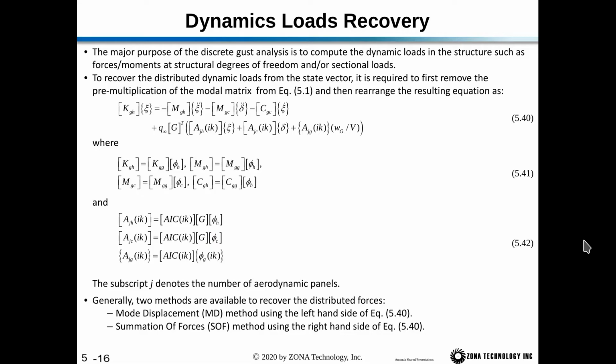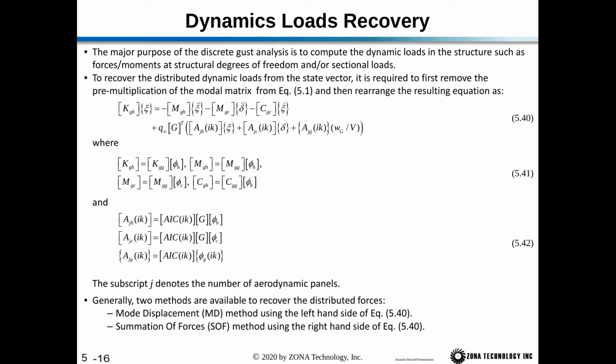So next we'll look at the dynamic loads recovery, because if you're doing a gust loads analysis, you obviously are interested in what the loads are on the aircraft. So the major purpose of the discrete gust analysis is to compute the dynamic loads in the structure, such as forces and moments at structural degrees of freedom, and/or sectional loads such as wing bending or wing shear.